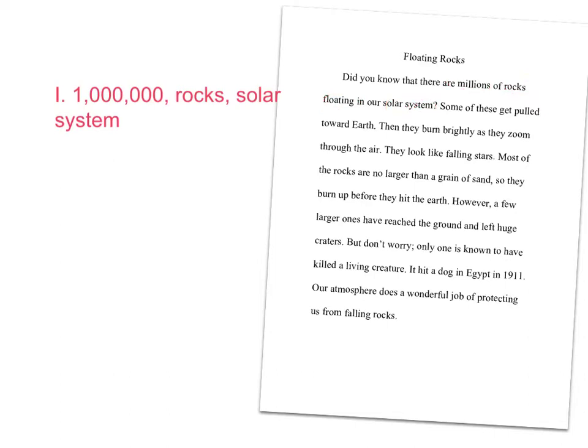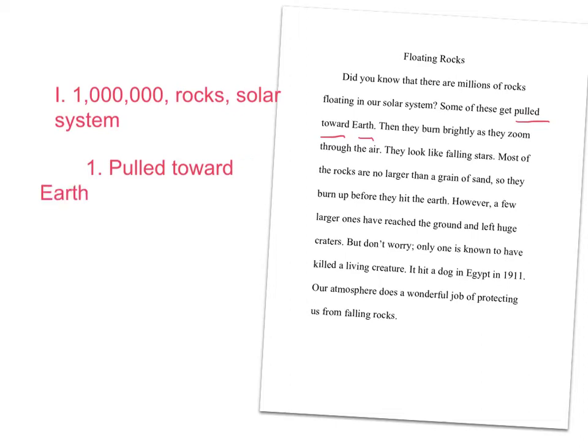Okay, now I'm going to look at my next sentence. Some of these get pulled toward Earth. Well, it looks like I only have 3 main words here to even consider. Pulled toward Earth. So I'm going to go ahead and add them to my keyword outline. Remember to indent, add the number 1, and list your words. So I have pulled. Oh, and I don't even need the commas because they're all together. Toward Earth.